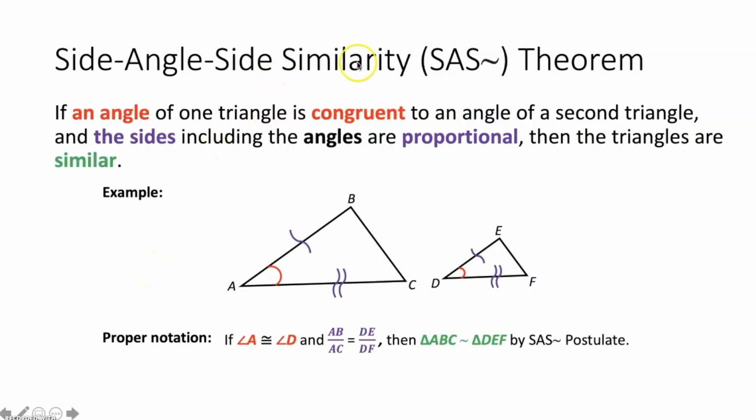Now, the side-angle-side similarity theorem says if an angle of one triangle is congruent to an angle of a second triangle, and the sides including the angles are proportional, then the triangles are similar. Now, this makes more sense if we look at our example down here.